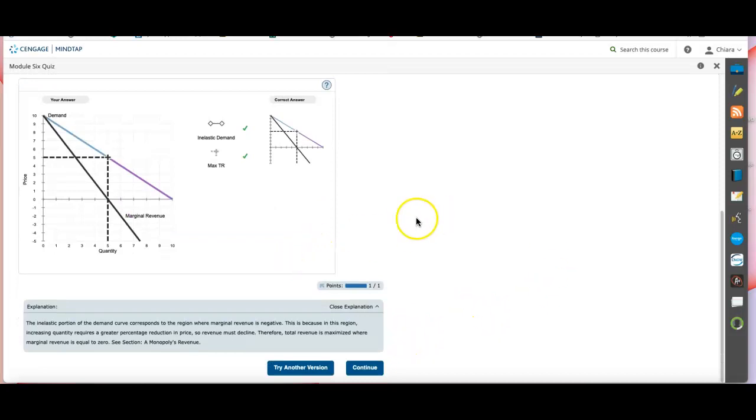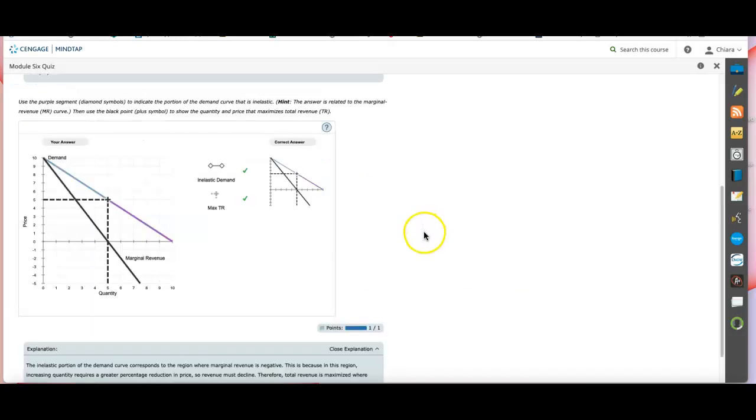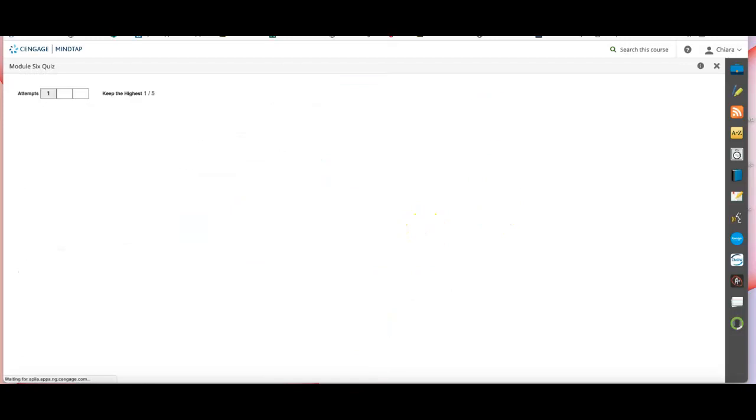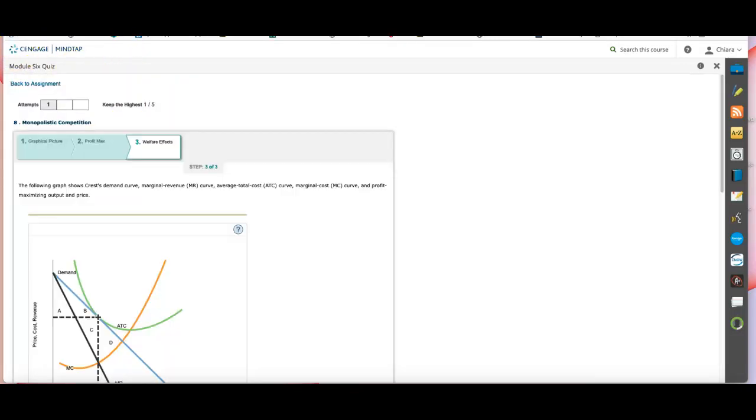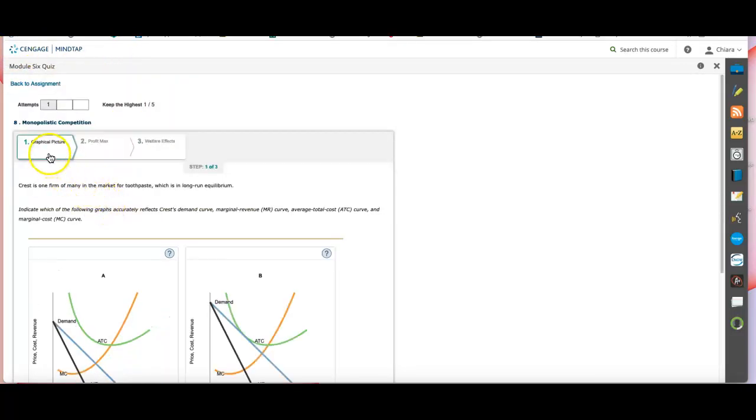And we're going to move on. So the next question, this was 7, is going to be 8. Question 8 is a little longer because there are 3 parts to it. Monopolistic competition, again, there's a graphical picture, profit maximization, welfare effects. So we're going to examine different parts of monopolistic competition.